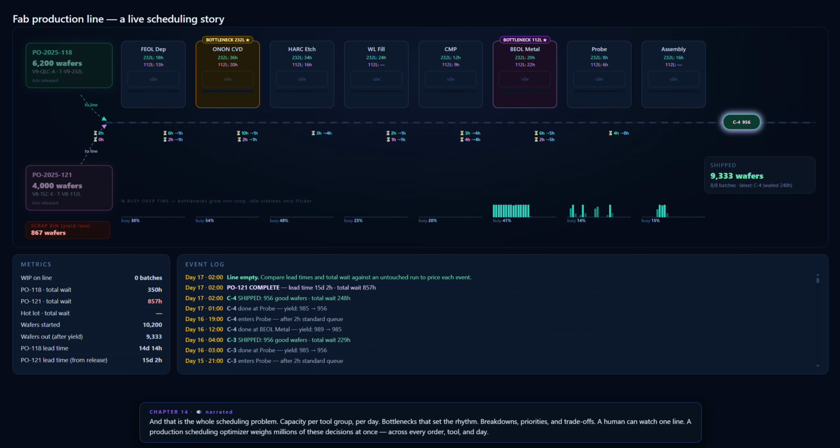And that is the whole scheduling problem. Capacity per tool group, per day. Bottlenecks that set the rhythm. Breakdowns, priorities, and trade-offs. A human can watch one line. A production scheduling optimizer weighs millions of these decisions at once, across every order, tool, and day.